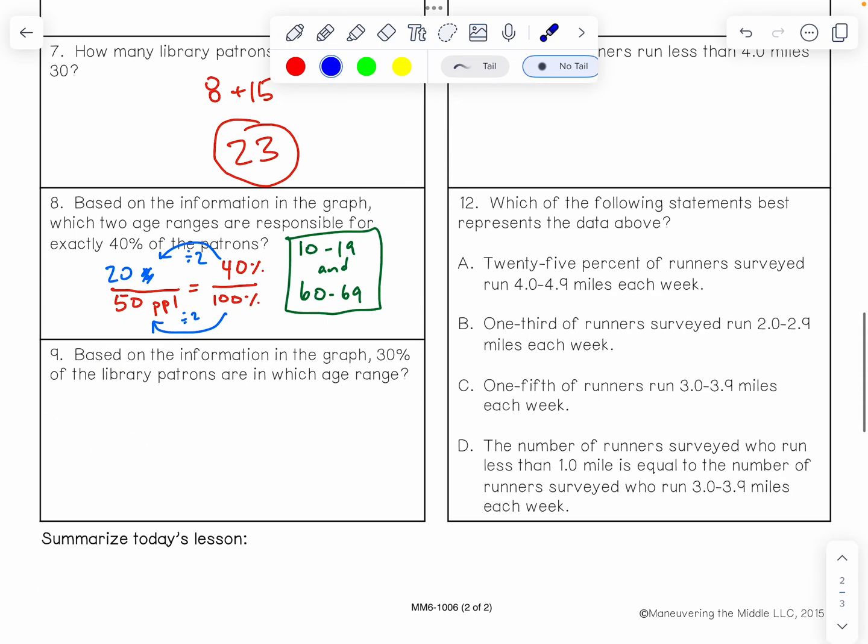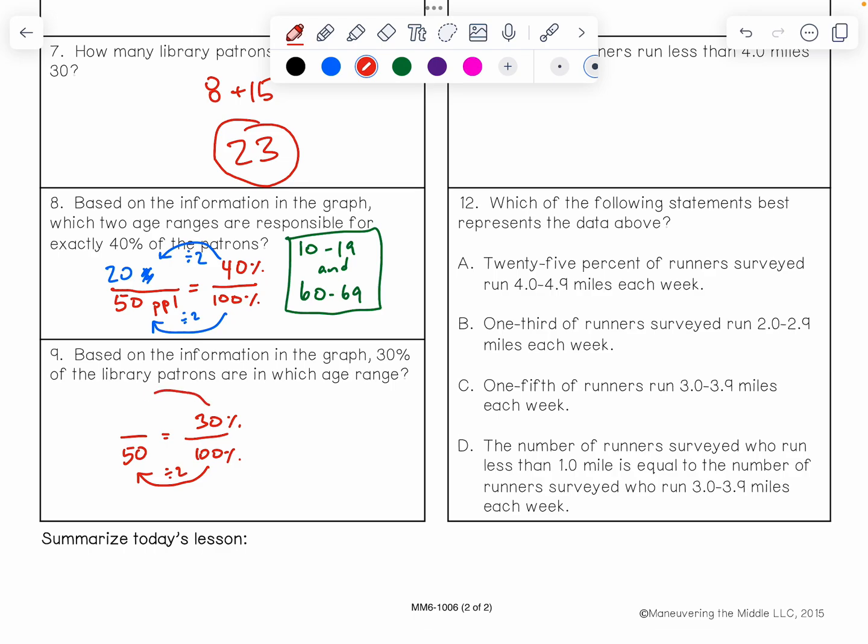So 30%. Again, we want to figure this out. A couple different ways we can do this. I'm going to use a proportion because I like proportions. So if 50 people is 100%, what percent is 30%? So how do I get from 100 to 50? You divide by 2. So 30 divided by 2 is going to get me 15. And that makes sense. If 40% is 20, then 30% is 15.